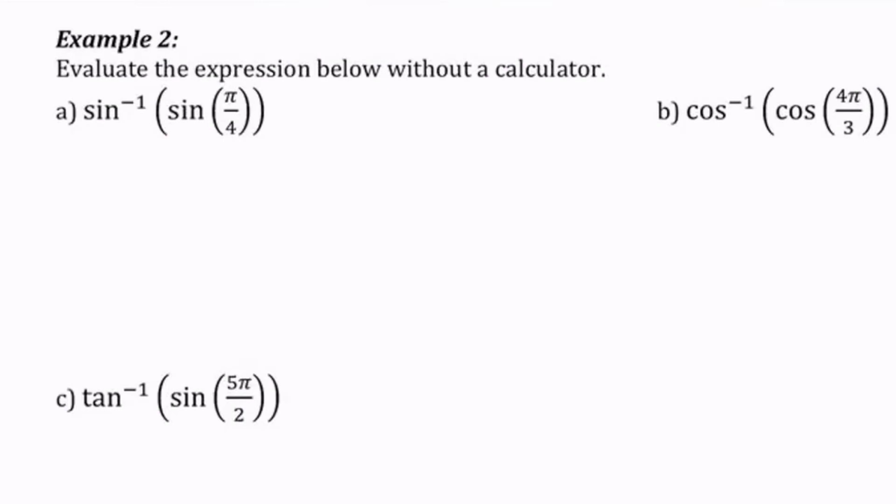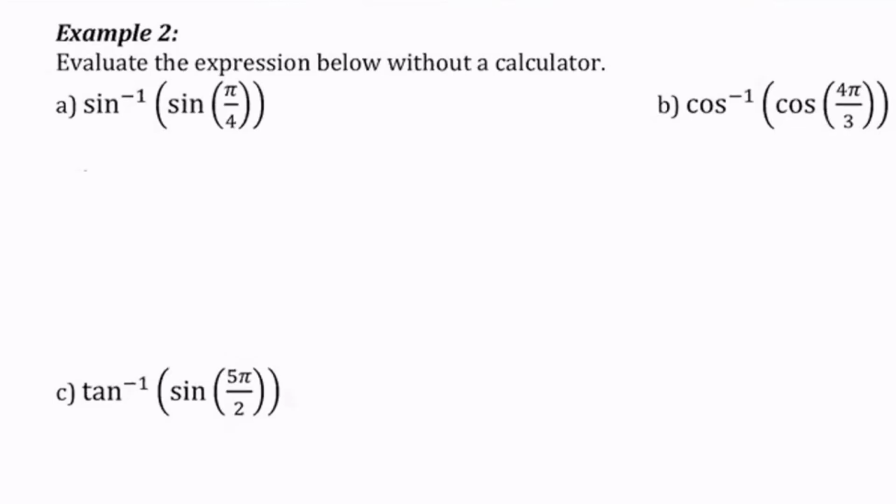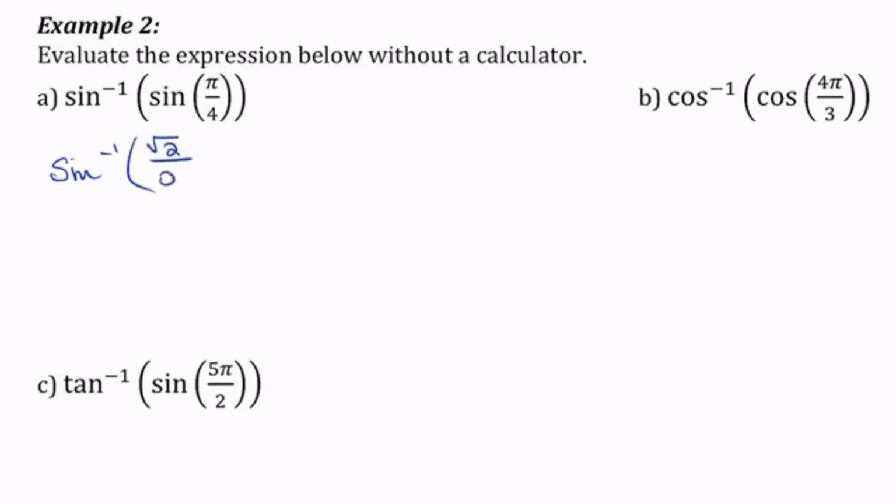Example 2, we want to evaluate the expression below without using a calculator. Sine pi/4, we know is rad2/2. Rad2/2, and the inverse of that is just pi/4. Again, notice that pi/4 was already in our domain. So we can just go straight to pi/4, knowing that those inverses undo each other.